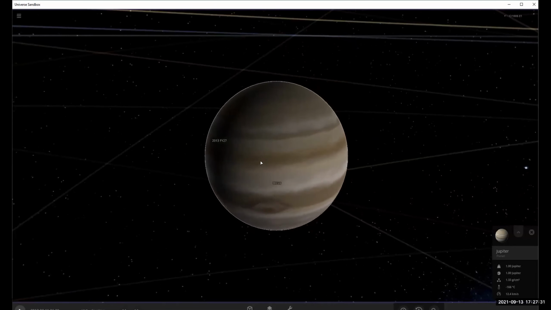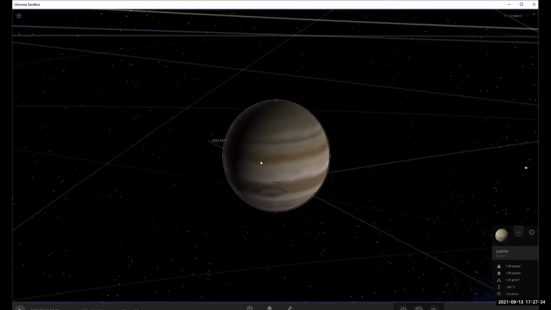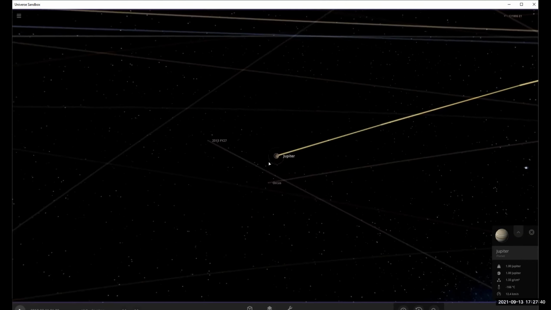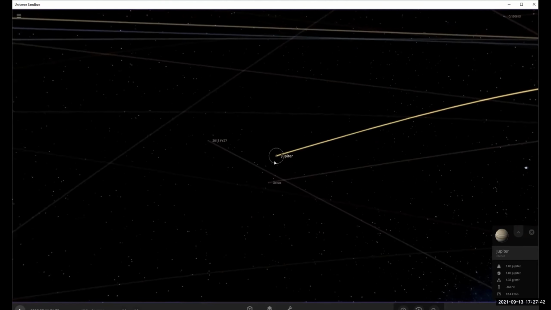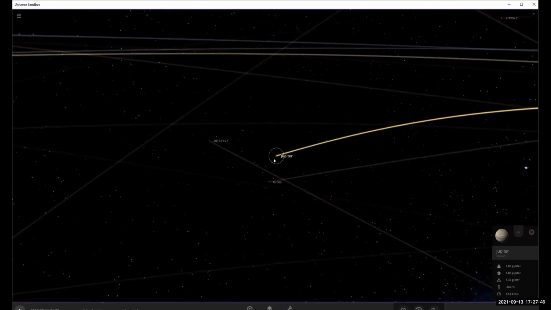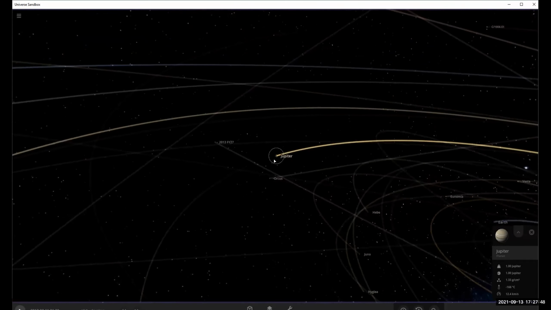It has rings, it has all kinds of moons. It's really a fascinating object, and we're going to get into its details. It's mainly hydrogen and helium, by the way, including a core that is probably metallic hydrogen, which is something that is weird. I mean, if you think about it.